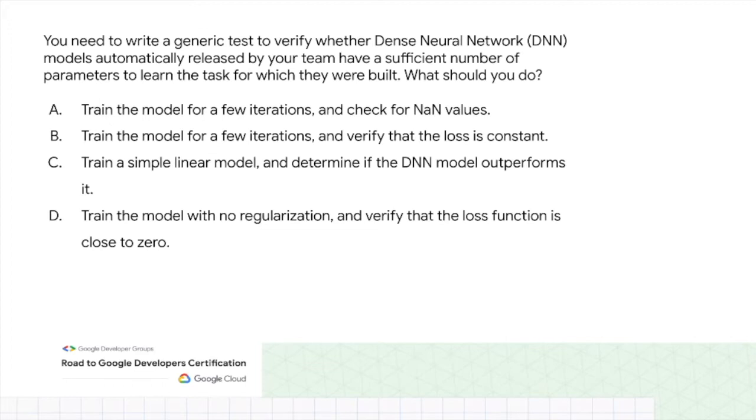So training the model with no regularization and verify that the loss function is close to zero, well, that's the most probable. The reason is especially this second section. If we want a metric that can help us figure out if our model is learning well, usually that's either the loss function or the accuracy, even though it's preferable to check the loss function because sometimes accuracy can be quite treacherous.